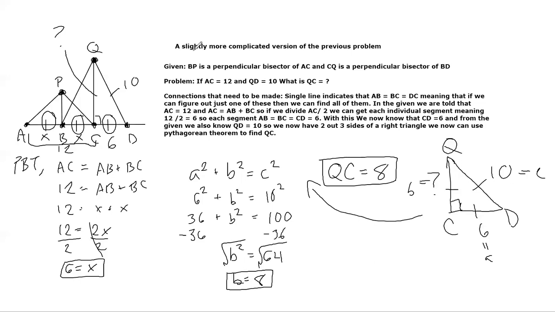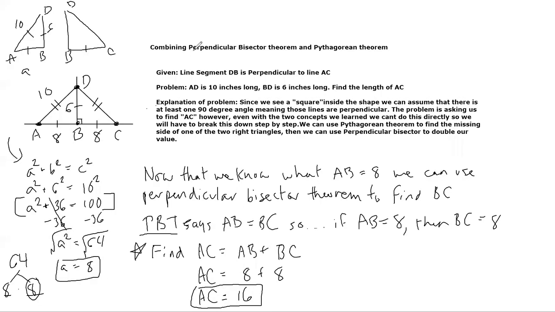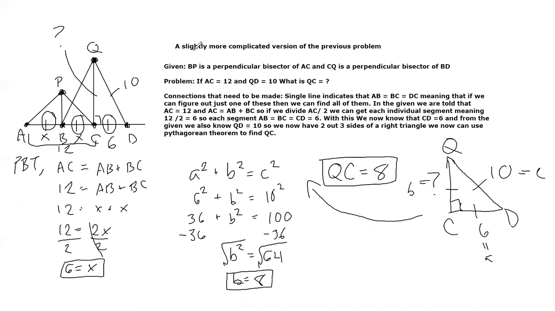All right. If you notice, the difference between this problem and the problem before it was the order in which we used what we knew. In the previous problem, we had to use the Pythagorean theorem first to complete the triangle, and then we used the perpendicular bisector theorem to double our answer and get the right answer. Here we had to use the perpendicular bisector theorem first, in order to complete the information we needed to use the Pythagorean theorem. So you're going to have to know how to do this both ways.